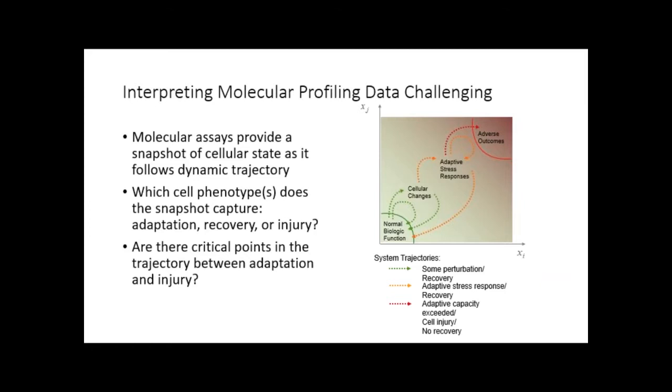Molecular profiling assays provide a snapshot of cellular state. It's just a single snapshot, right? The system is actually not static. I mean, it's not even in a steady state. It's just not in a static state.